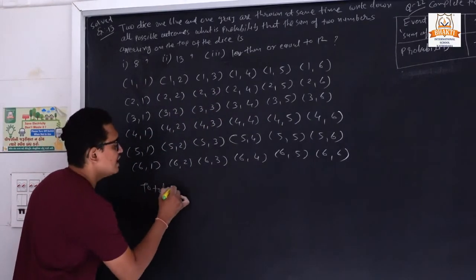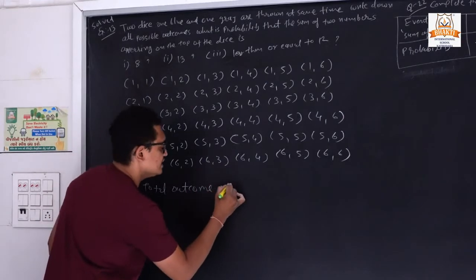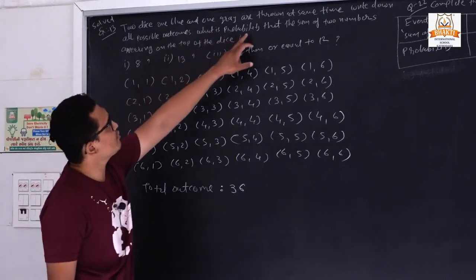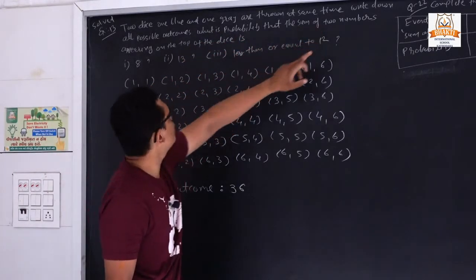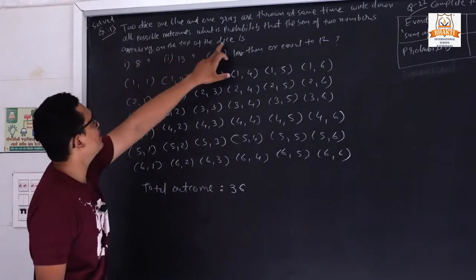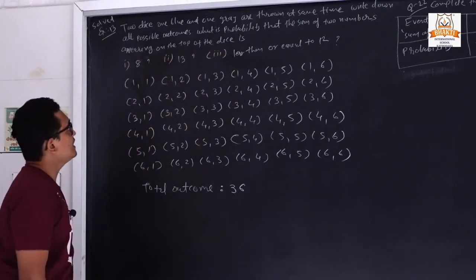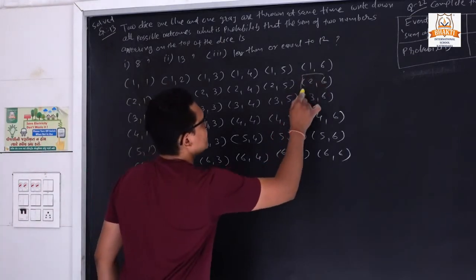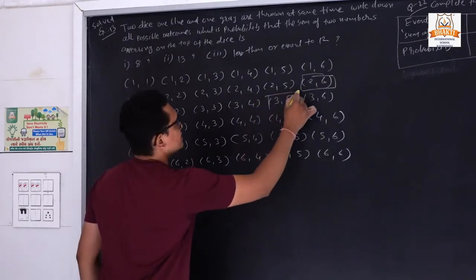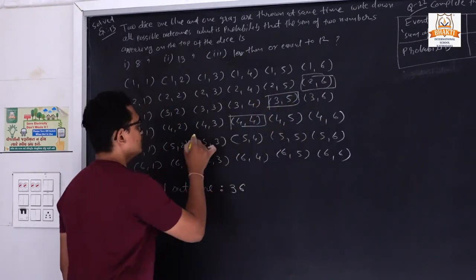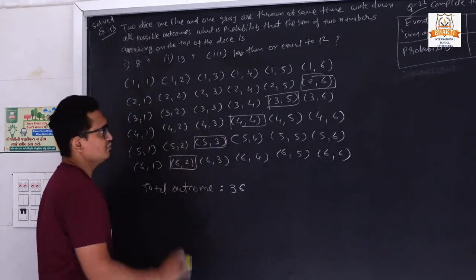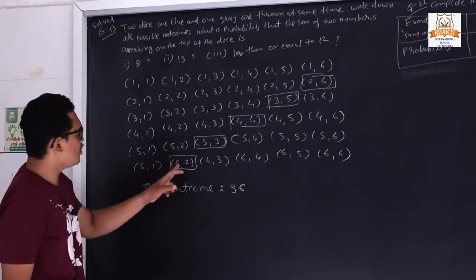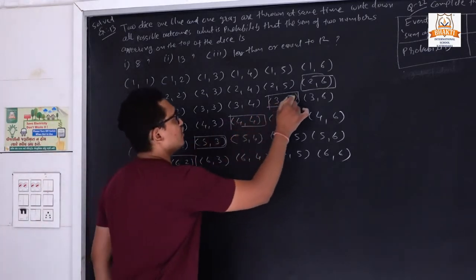So total outcome is equal to 36. Now next, what is the probability that the sum of two numbers appearing on the top of the dice is 8? So how many events? The sum of two dice is 8. See that 6 plus 2 is 8. Then 5 plus 3 is once again 8. 4 plus 4, 5 plus 3 and 6 plus 2. So out of 36 events, how many events have the sum of 8? It is 1, 2, 3, 4 and 5.